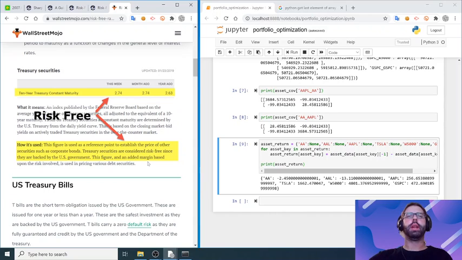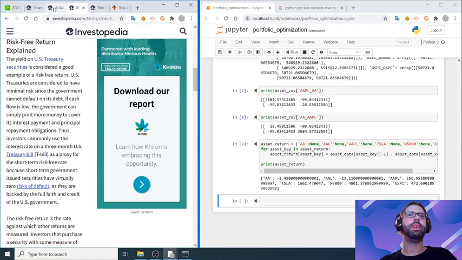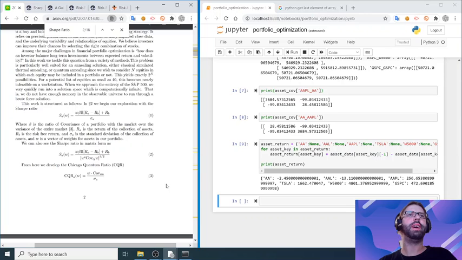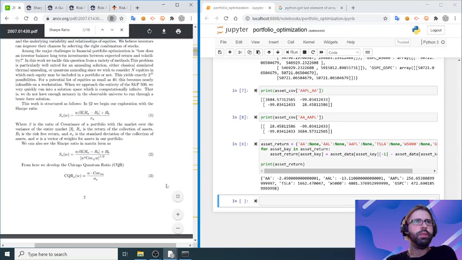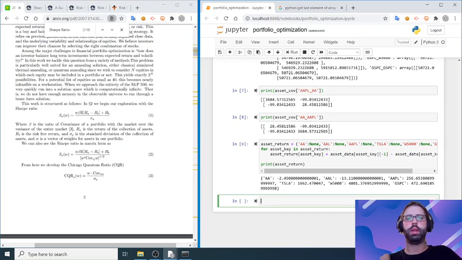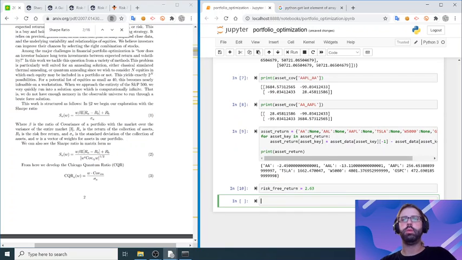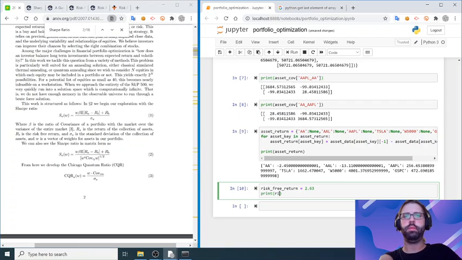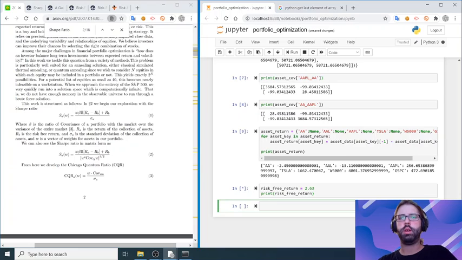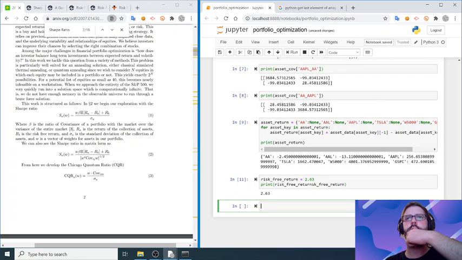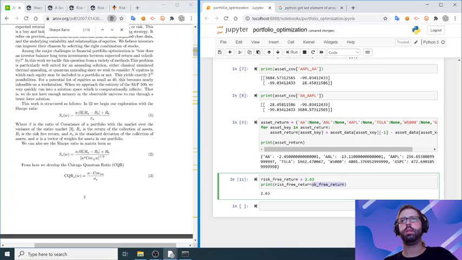Whatever, we'll just pick, I don't know, 2.63. I guess that's what we'll do. So the risk-free return, we'll call it risk-free return, 2.63. Whatever. Good. So we've got that.